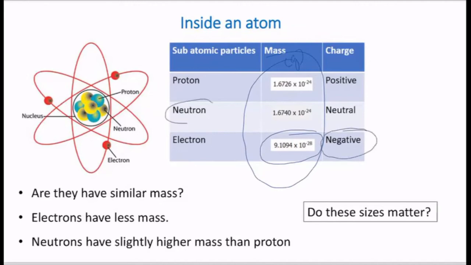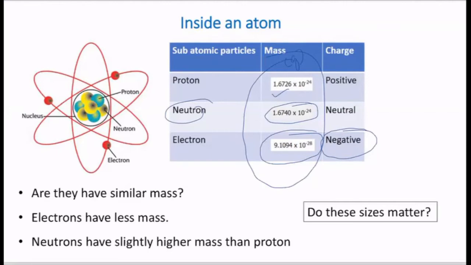Neutrons have slightly higher mass than that of proton. Proton has a mass of 1.6726 into 10 to the power minus 24 gram. And neutron has a slightly higher value, 1.6740 into 10 to the power minus 24.